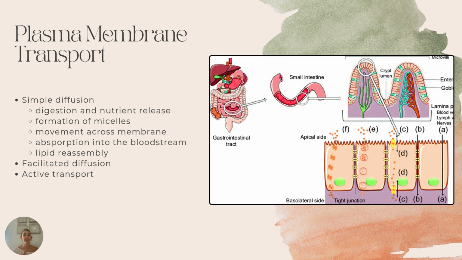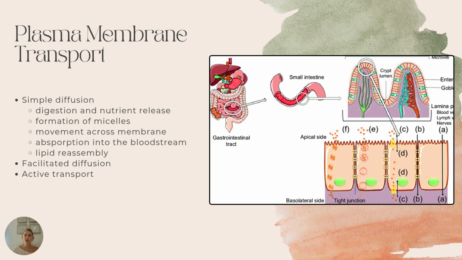Now, we have simple diffusion. In the small intestine, simple diffusion is a key process of nutrient absorption. This is particularly for smaller molecules like our fatty acids, our glycerol, and some water-soluble vitamins. This process relies on the concentration gradient, where nutrients move from an area of higher concentration, like our small intestine lumen, to an area of lower concentration, like our bloodstream.